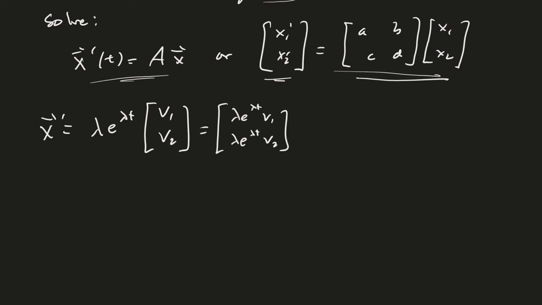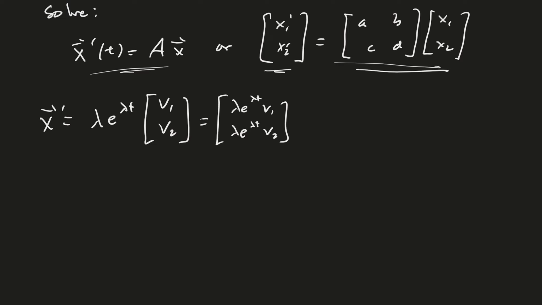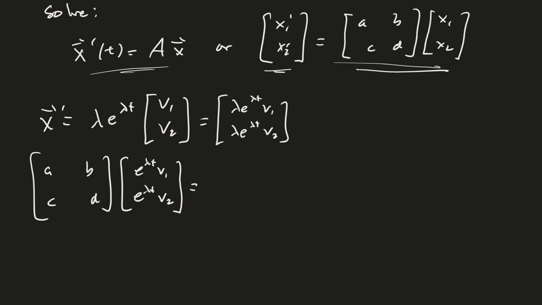Now for the right-hand side, I get a, b, c, d times, oops, no lambda there. It's just e to the lambda t times v1 and e to the lambda t times v2. And so just multiplying that out, I get a e to the lambda t v1 plus b e to the lambda t v2 and c e to the lambda t v1 plus d e to the lambda t v2.